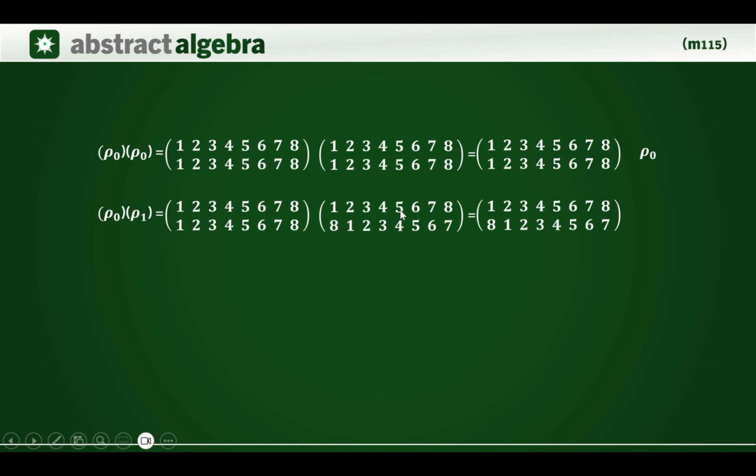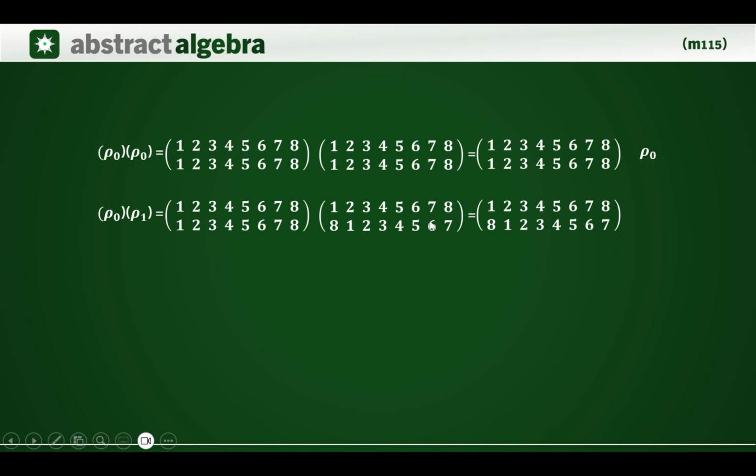Next, 5 maps to 4, so we're going to find the 4 here. The 4 maps to 4, so 5 maps to 4. Next, we are going to find the 6. So 6 maps to 5, then we find the 5 here, which is this. Then 5 maps to 5, so 6 maps to 5.